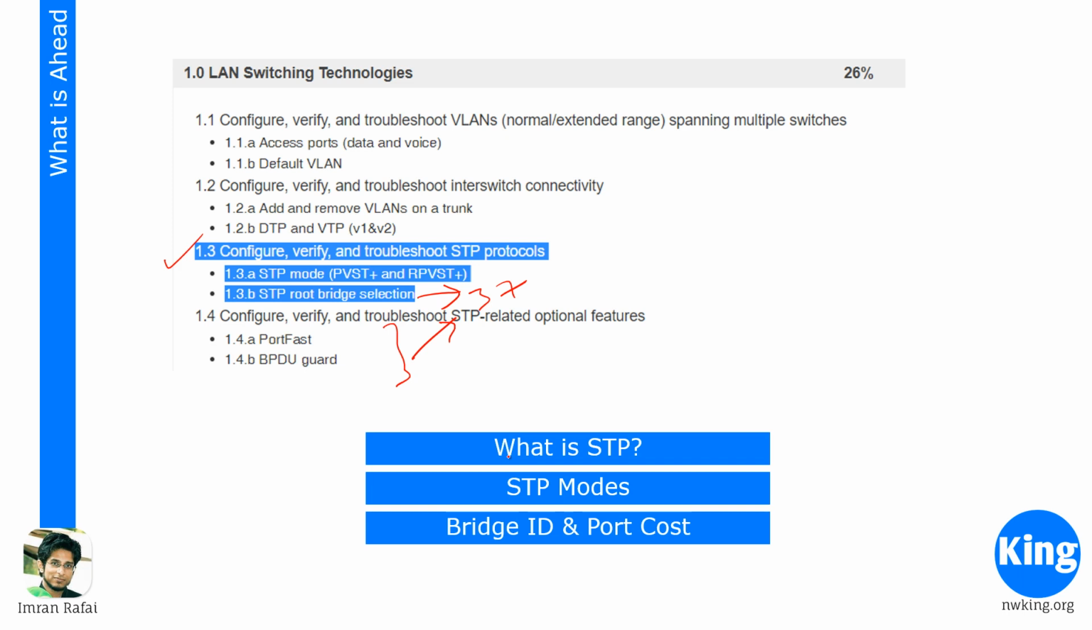So what are we going to look at today? We're going to look at what STP is. We'll try to understand STP. We'll look at STP modes, that is PVSTP plus and RPVSTP plus, and then we will look at bridge ID and port cost. These are some of the components to understand the bridge election process. The bridge election process, like I said, we'll be looking at in the next video. So we will look at the bridge ID and port cost in this video, and then we'll be ready for the root bridge election process in the next video, right?